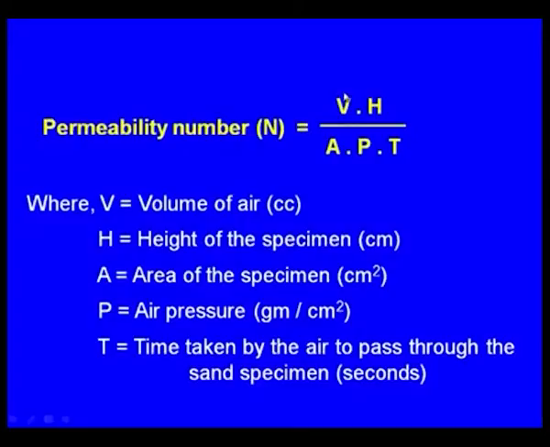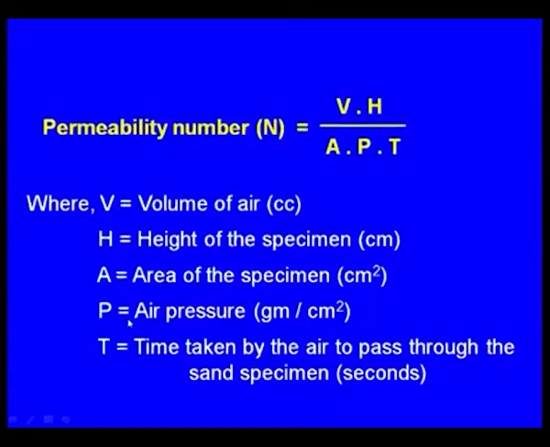Permeability number is equal to VH divided by APT, where V is the volume of the air, H is the height of the specimen in centimeters, A is the cross-sectional area of the specimen in square centimeters, P is the air pressure in grams per square centimeter, and T is the time taken by the air to pass through the sand specimen, expressed in seconds.